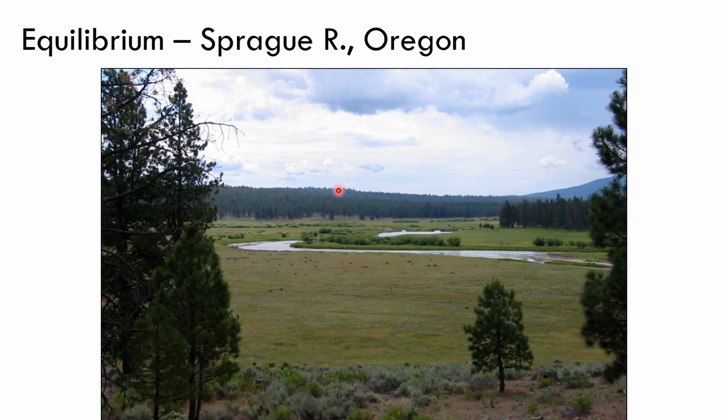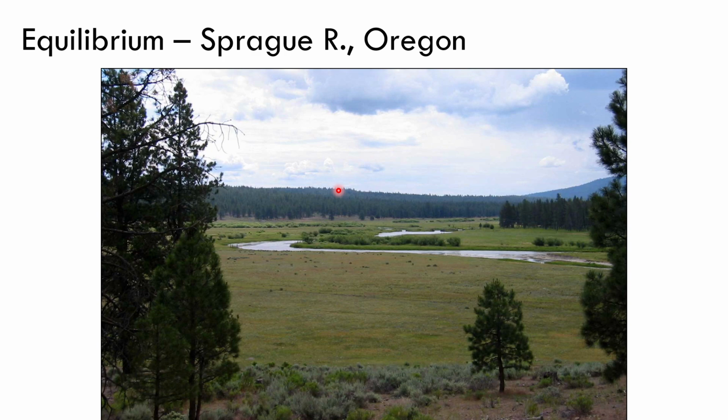Okay. And so the last example is a river at equilibrium. This is an example of the Sprague River in south central Oregon. And this is a river at equilibrium. Okay, it's got a nice meandering planform, stable banks. It's got a balance of erosion and deposition. It's got a nice wide floodplain. And so this is a river in equilibrium, essentially.